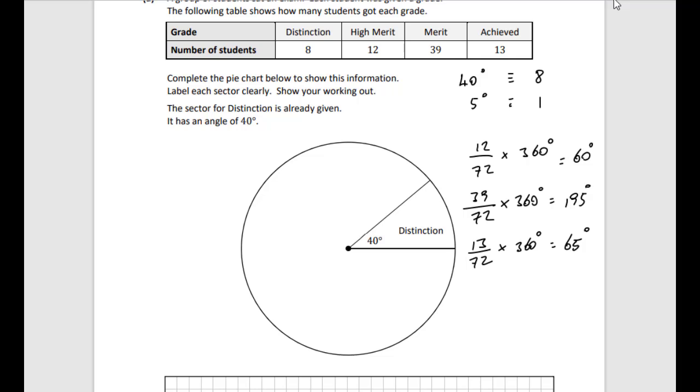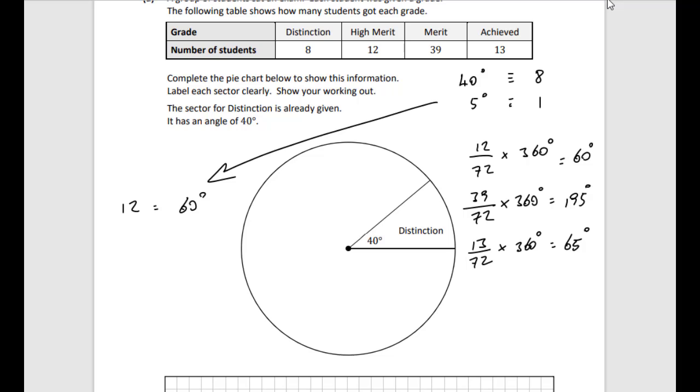Now, as I say, if we had done it the first way here, what you would have done was, 1 student represents 5 degrees, so 12 students is equivalent to 12 times 5 degrees, which is 60 degrees, and that's what we got over here, and so on. You do the same with 39 and 13.